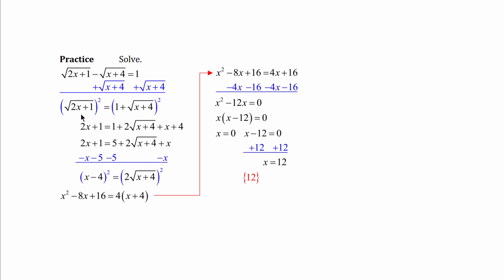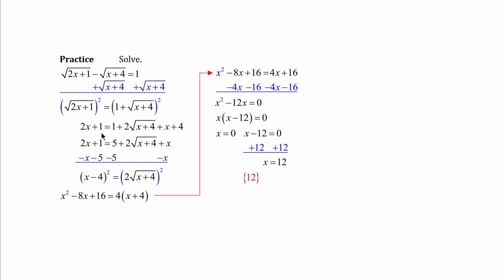On the left-hand side, we take the square of the square root of 2x plus 1. This will cancel out the square root and give us 2x plus 1. On the right-hand side, we have a perfect square, so we multiply this out using the perfect square formula. Squaring the first term, 1 squared is 1. Squaring the second term, the square root of x plus 4 squared is just x plus 4. And then we multiply the two terms together. 1 times the square root of x plus 4 is the square root of x plus 4. We double that, and we get 2 times the square root of x plus 4.